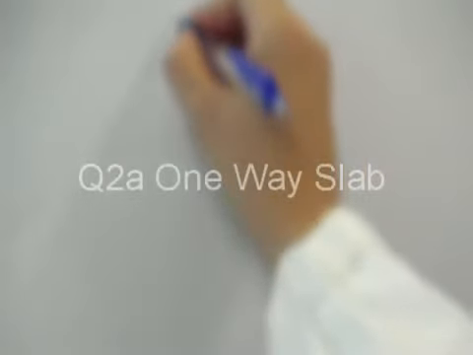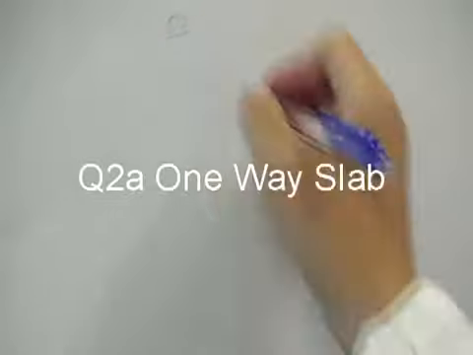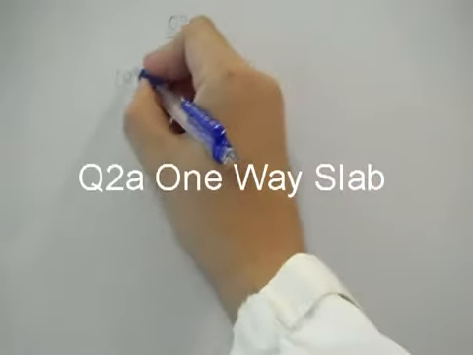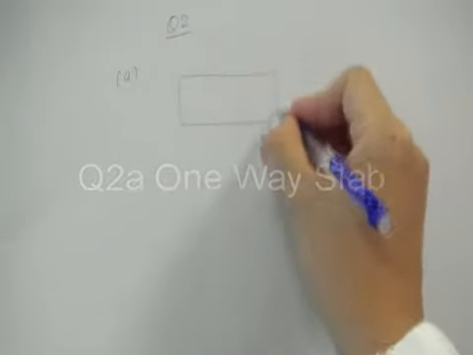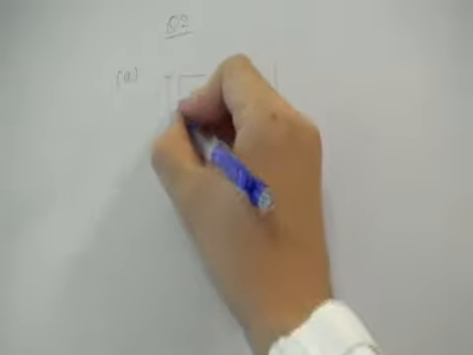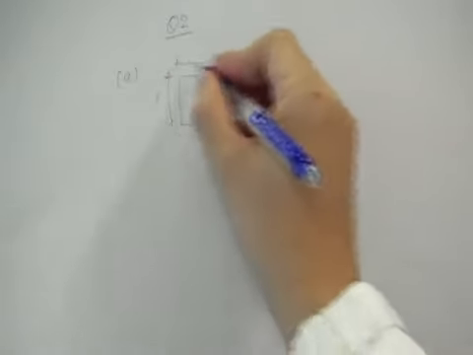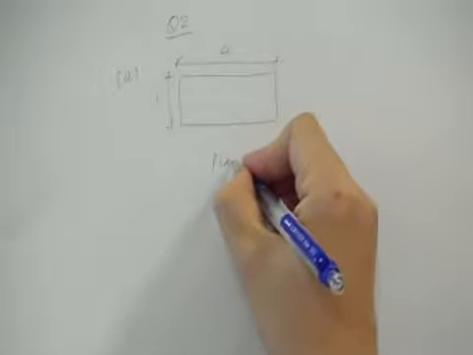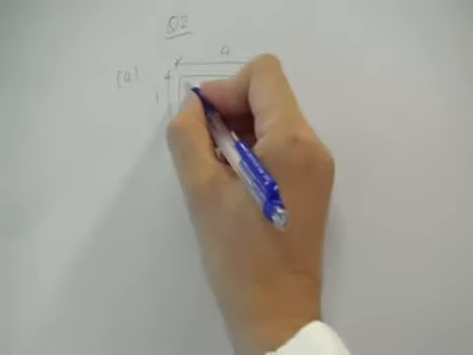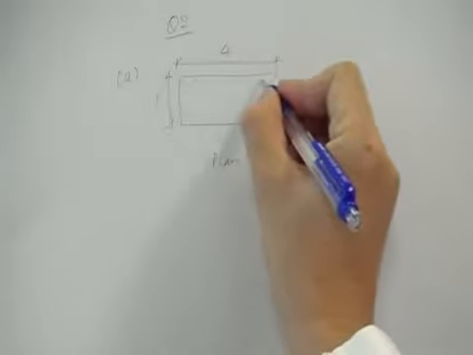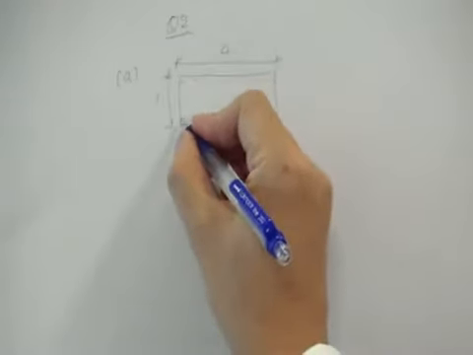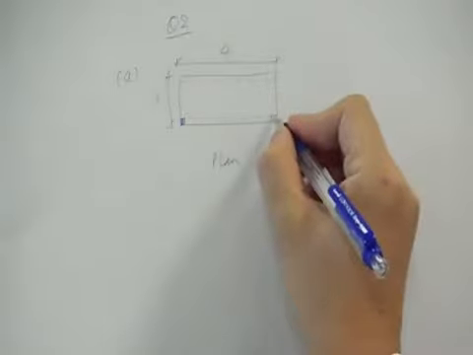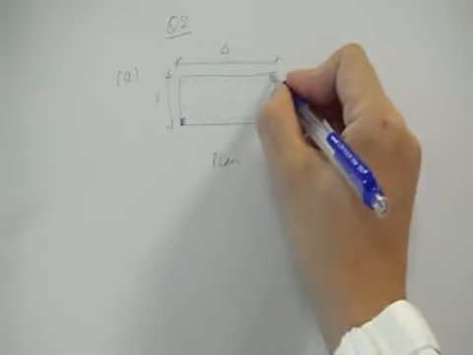For question 2, part A, you are given a slab of 1 meter times 4 meters on plan, and you are also given the fact that the slab is supported by 2 beams along the edges, and the beams of course are supported by something else. Let's say you have 4 columns right at the corners.